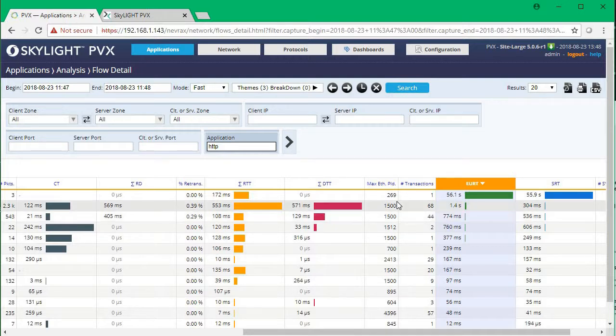So I hope that gives you a brief overview as to the menus and navigation of using PVX.